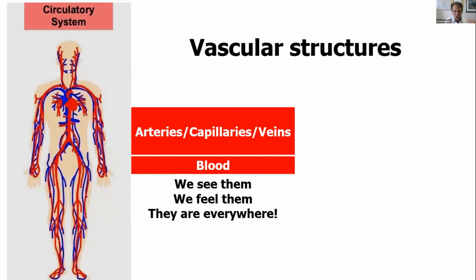So to talk about lymphatics, we have to actually start by talking about vascular structures. Everybody knows about some vascular structures. Everybody who's listening in on this call knows that they have arteries, capillaries, and veins, and that these things carry blood. And we all know this because we see veins. If you right now, wherever you're sitting, look at your hand, you're going to see veins in your hand. We see capillaries. And we feel arteries when you take a pulse. So we know that these things exist, and we know that they're everywhere in our body.